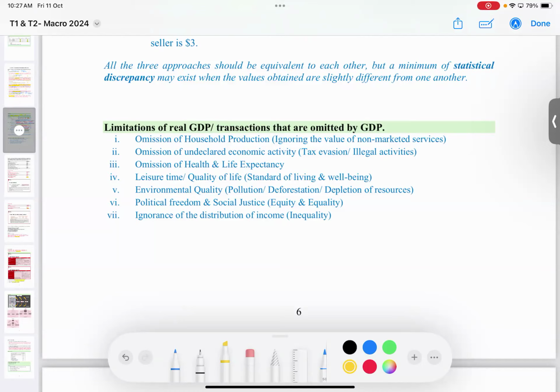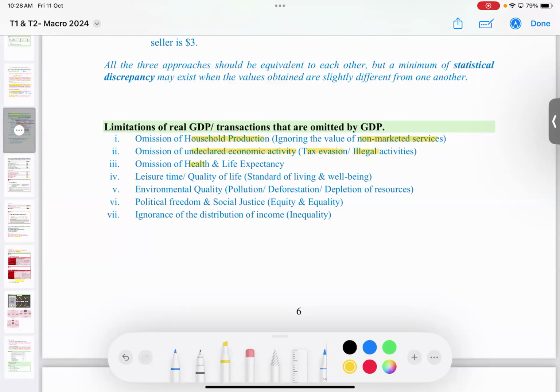First of all, GDP ignores household production, like those non-marketed services. For example, let's say your mom is a housewife. She does house chores for you, or some housework, that's not recorded in the GDP itself. Although she contributes her service, these are not included in the GDP. GDP also ignores undeclared economic activity like black markets. It's not recorded because they do not pay taxes. They are doing this illegally, so it's undeclared and not recorded in GDP.